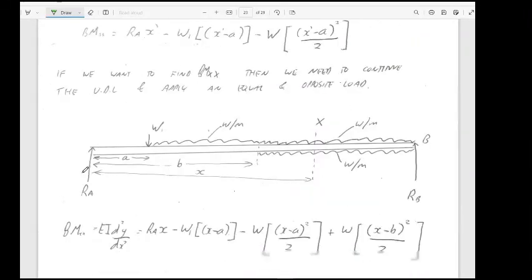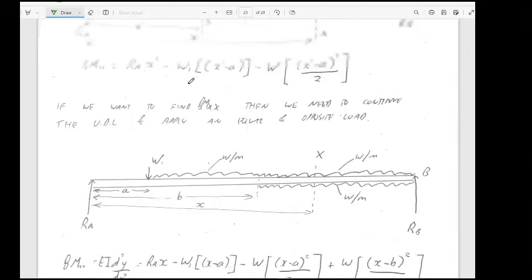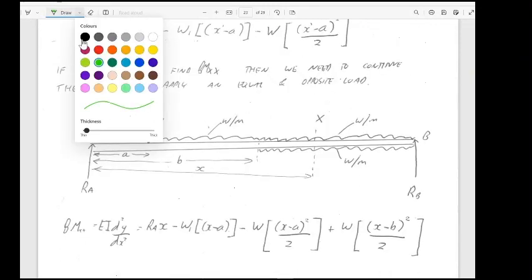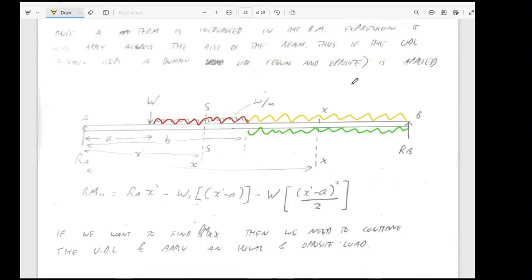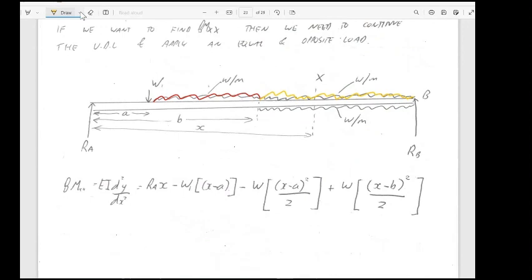So there's our UDL. To start with, it's in red, this bit here. We've then extended that to the end of the beam in gold. There's our UDL running to the end of the beam, W newtons per meter. We've extended it, and we've put an equal and opposite force in green underneath the beam. There's our UDL underneath the beam. Okay, so we'll deal with that in exactly the same way.